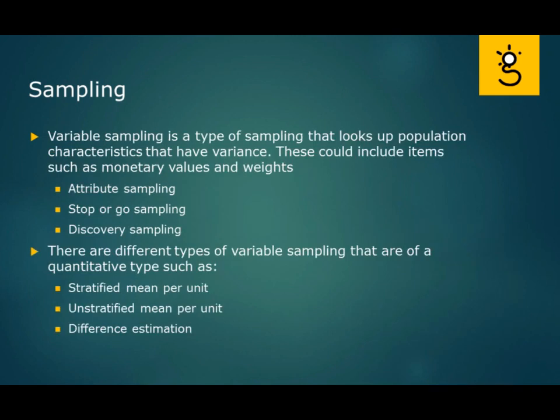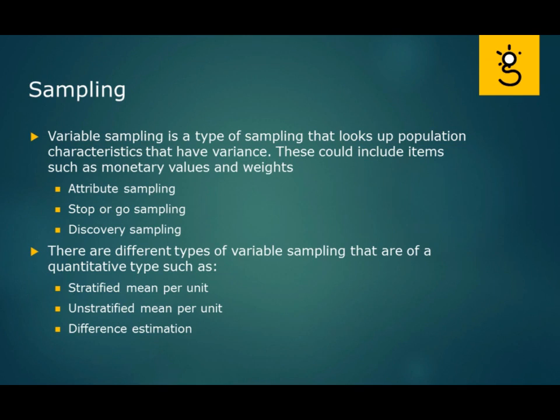Another type of sampling is called variable sampling. It's a type of sampling that looks at population characteristics that have variance. These could include items that are monetary values or weights, attributes as an example. One of them, in fact, is attribute sampling, which is the occurrence or the rate that a certain attribute does exist. So you might want to look at a computer access form and look for the attribute of a signature being at the bottom of each one of those authorization forms. That's the attribute you're looking at, of the sample that you're looking at, the forms.